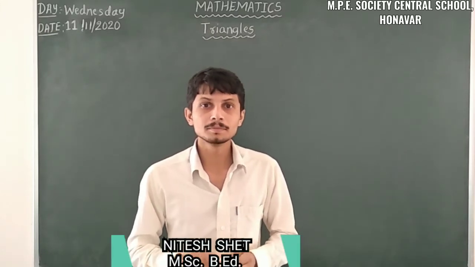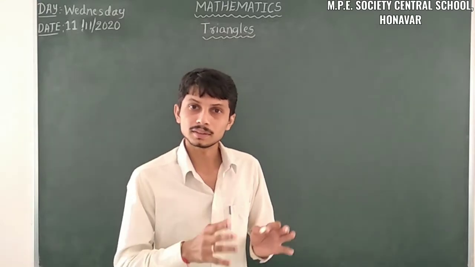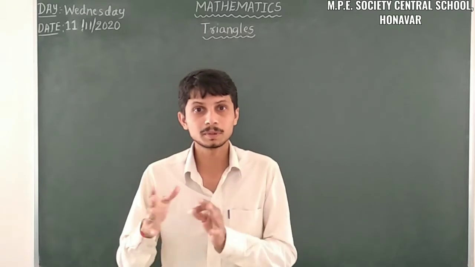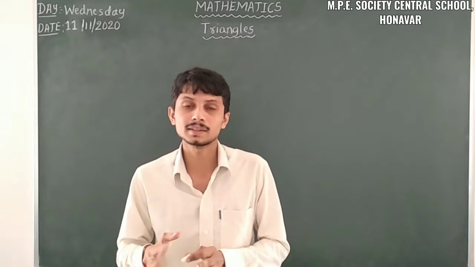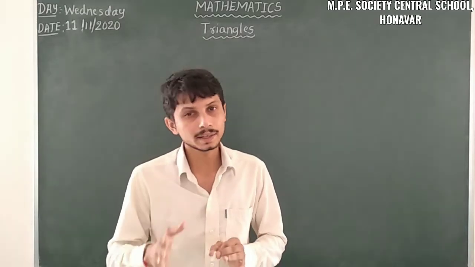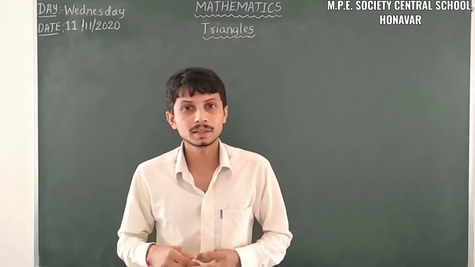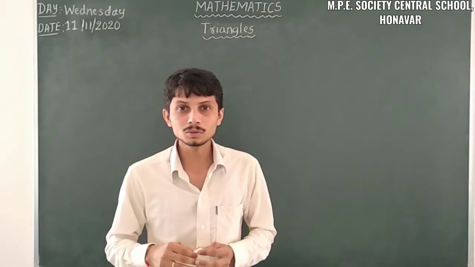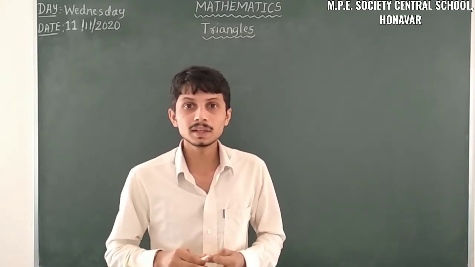I am from Honavar. So last class we discussed a topic from 10th standard, that is triangles. In triangles we already discussed what is meant by triangles and what is meant by similarity, and also we discussed some of the similarity criteria, that is AAA similarity criterion, AA similarity criterion, SSS similarity criterion, SAS similarity criterion. So we discussed all of that. So here we have to move on to the next topic, that is areas of similar triangles.